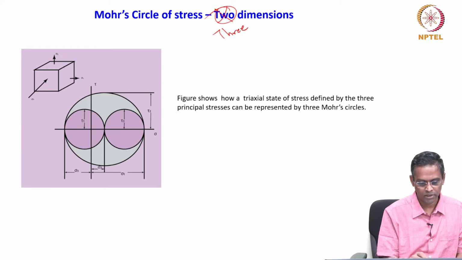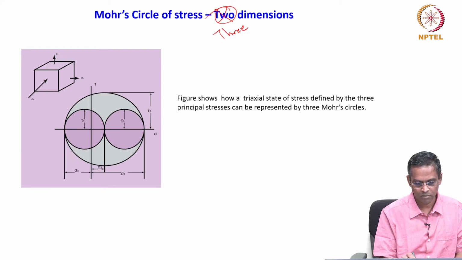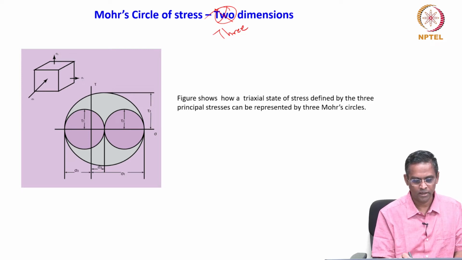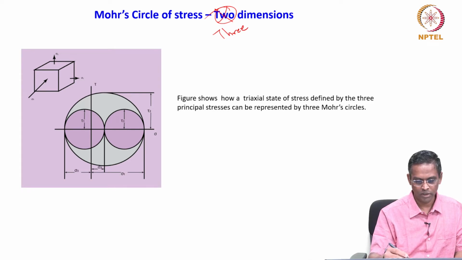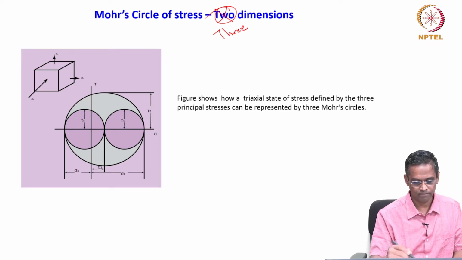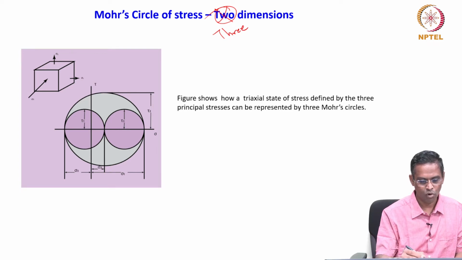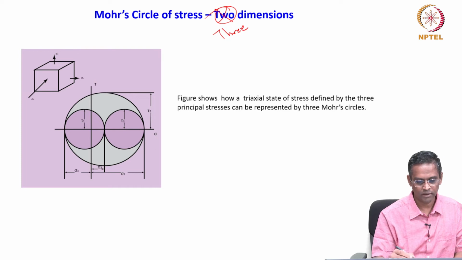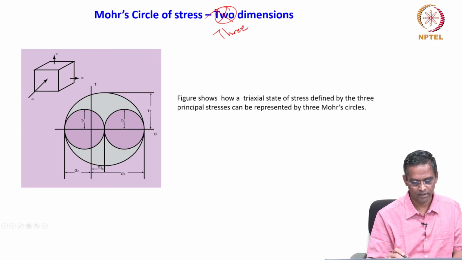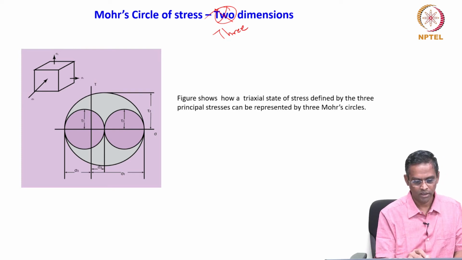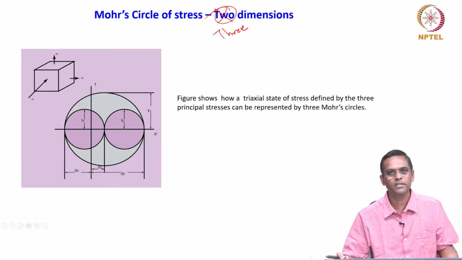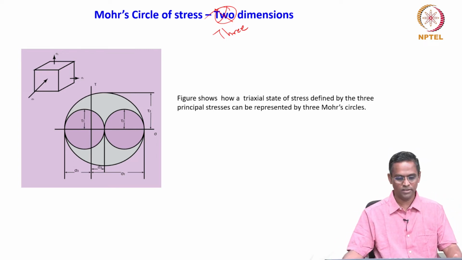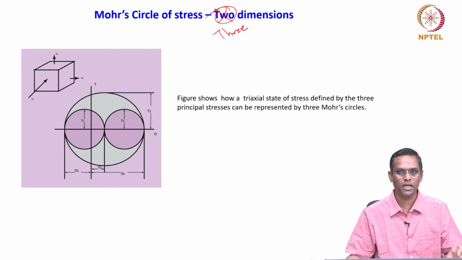Sigma 3 is compression, sigma 2 is tension, sigma 1 is tension. And talking about shear stress, the tau 2 is highest, and this is tau 1, and this is tau 3. Okay. So, any combination of stresses can be brought into a simple graphical representation.